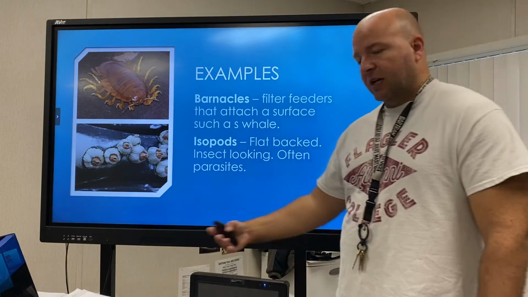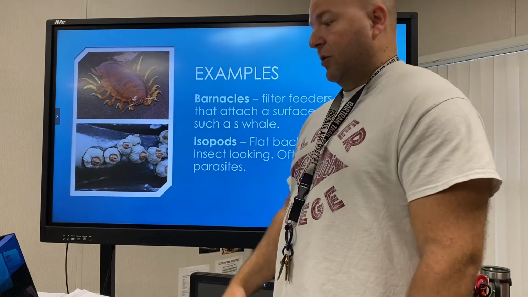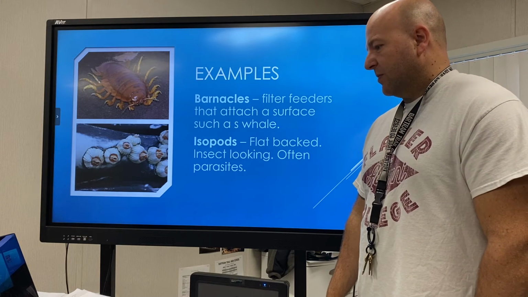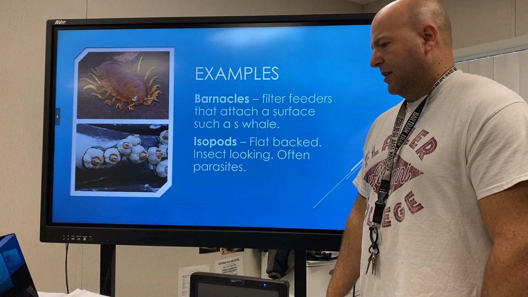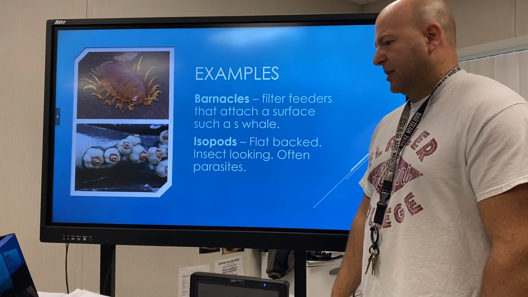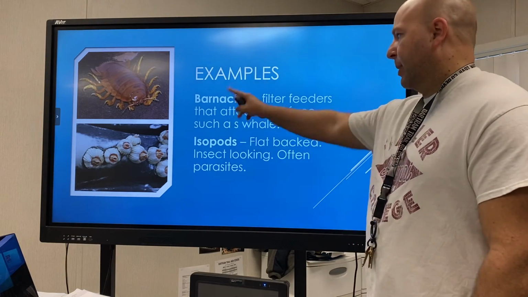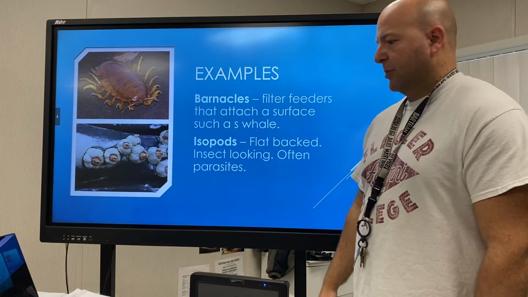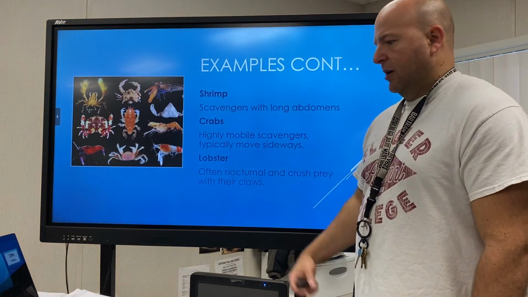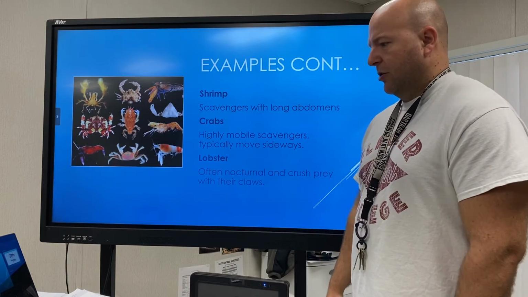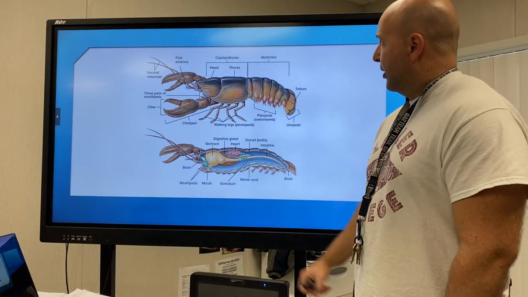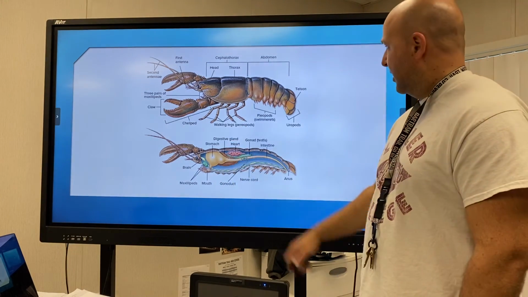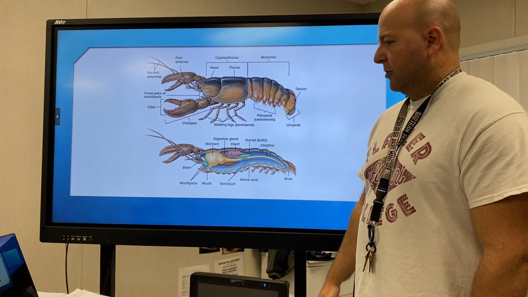They're filter feeders that attach to a surface, like a whale or a boat. Isopods, they have flat backs. They're insects, the kind of parasite-looking insects. Notice we've got them opposite here. These are our barnacles. These are our isopods. Different types of isopods that are out there. Shrimp, crabs, lobsters all fall into the category. We've got a little bit of lobster anatomy here. If you are interested in that, feel free to pause and take a look, but I'm not gonna walk through that.